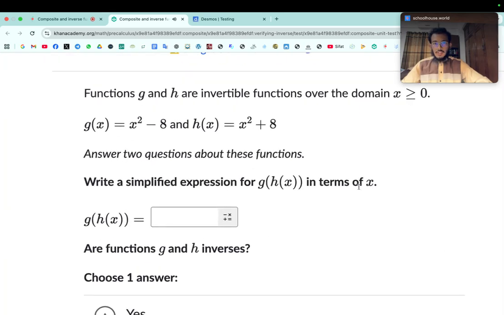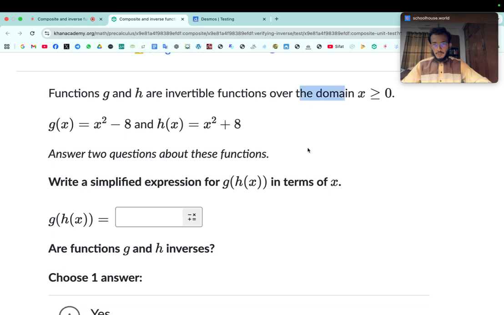Functions g and h are invertible functions over the domain x greater than 0. g and h are given. Answer two questions about these functions.